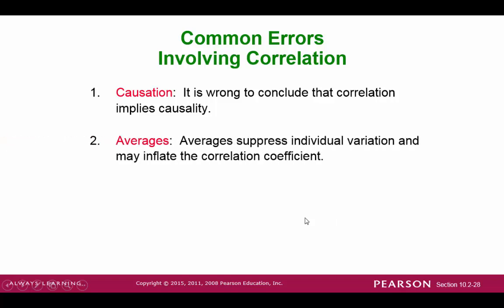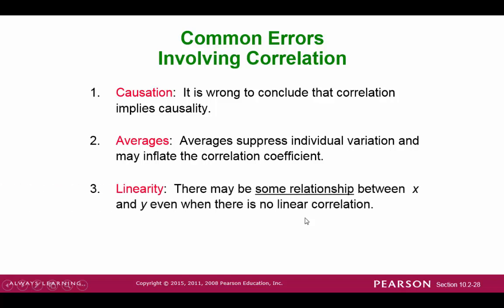Another error that happens involves averages. If you take averages of things, then that tends to make your correlation coefficient bigger than what it might seem. And linearity, again, this is a test for linear correlation. There might be some other relationship that is happening between the variables that's not linear.